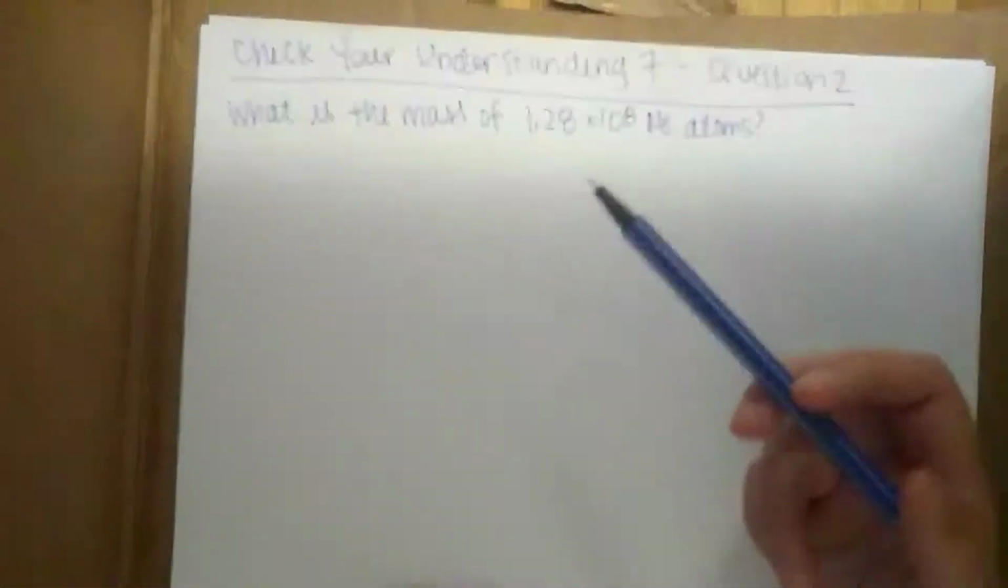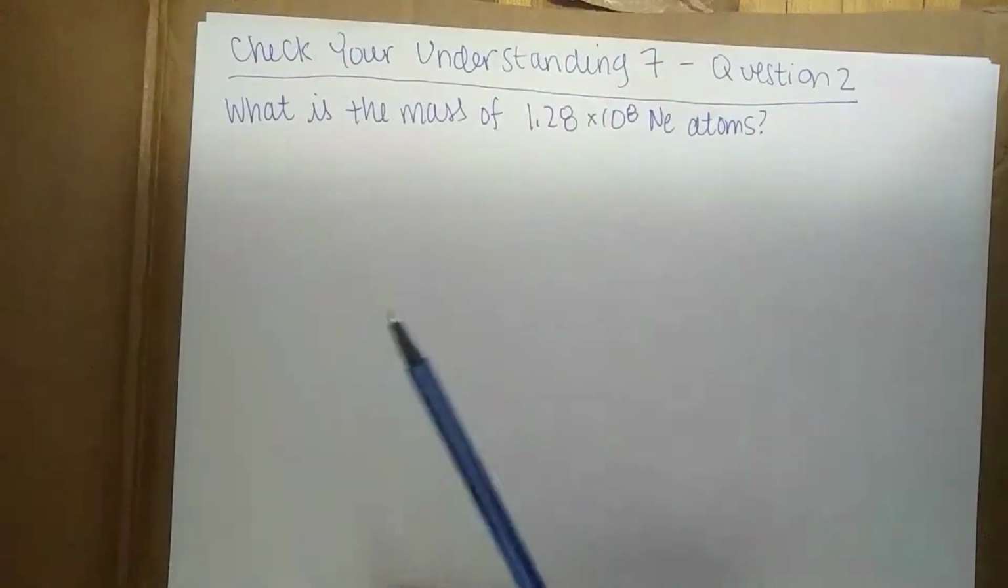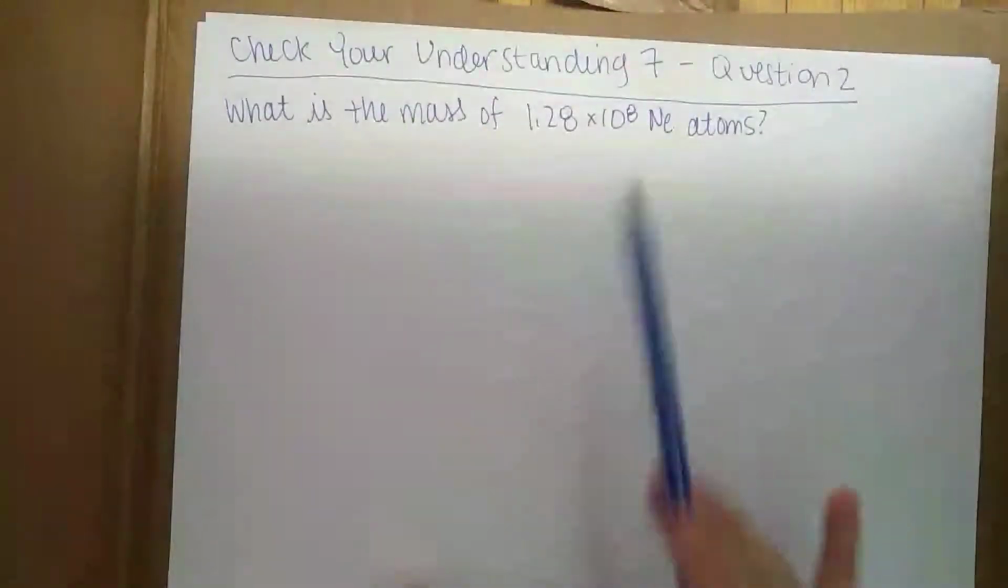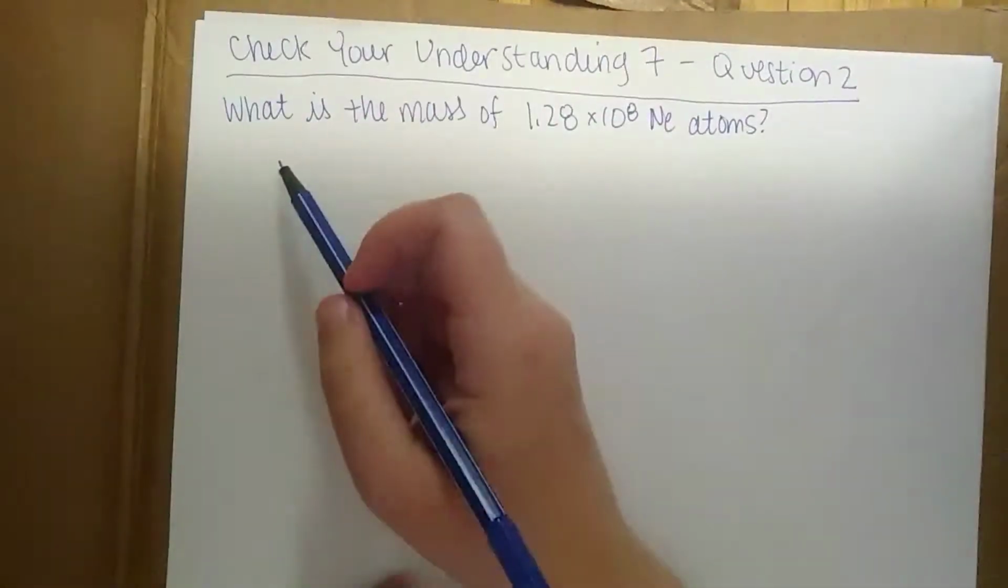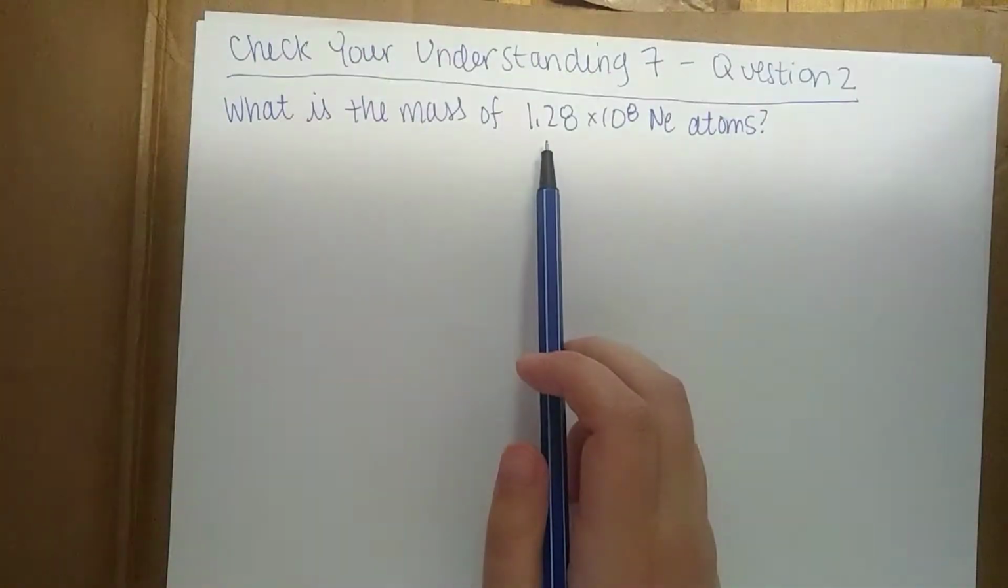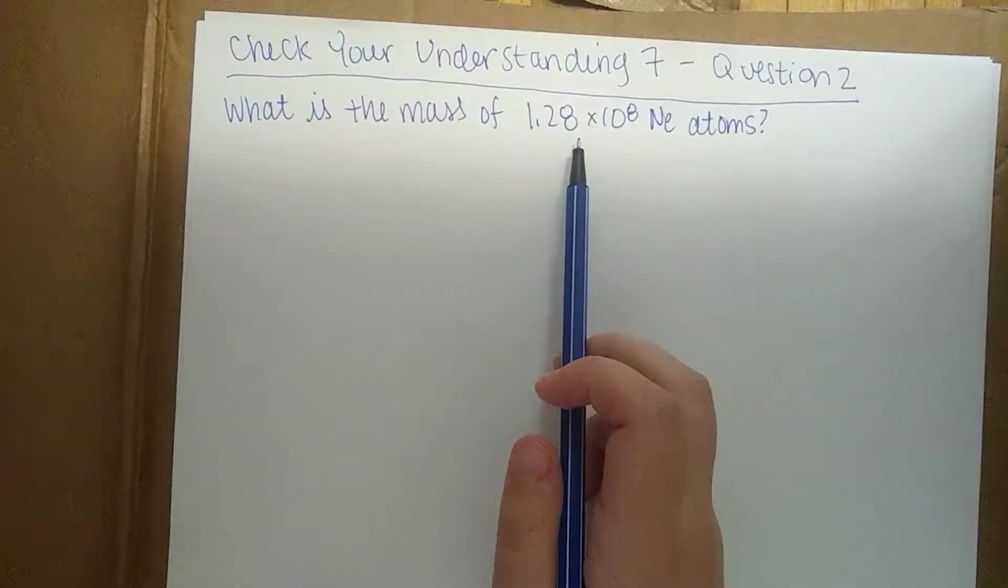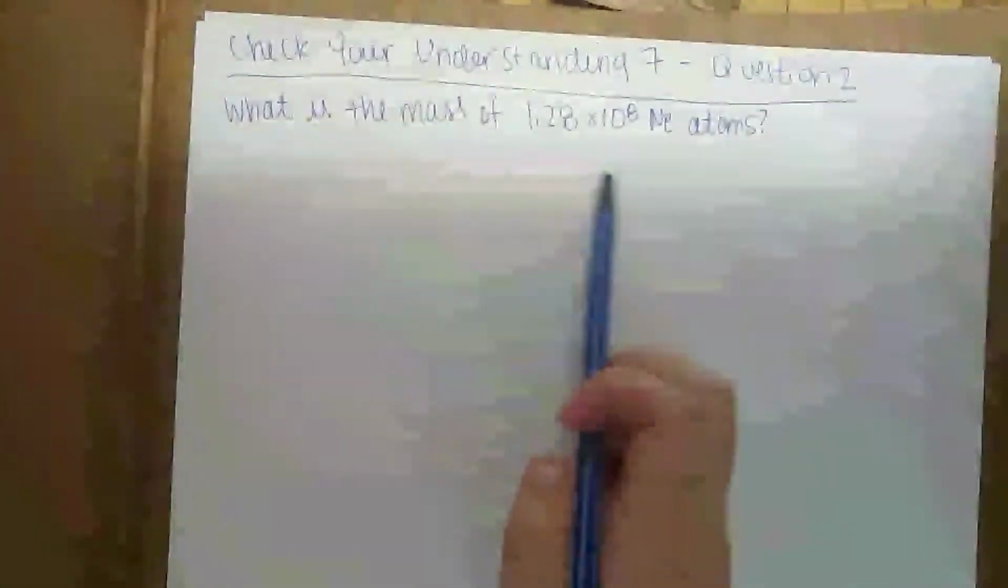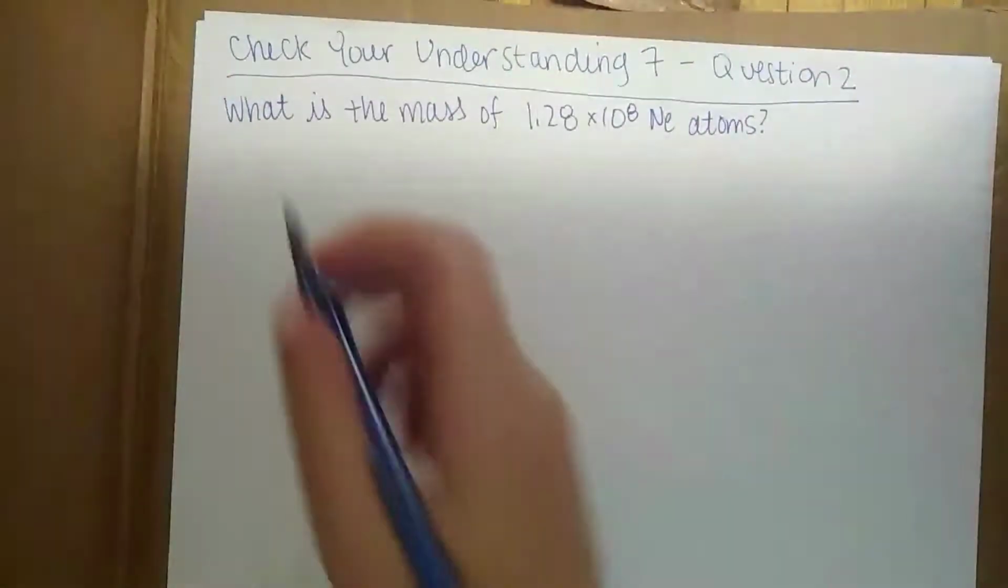Okay, guys, I'm going to show you how to solve one of the questions from the Check Your Understanding quiz. It's question number 2 in quiz number 7. The question is asking, what is the mass of 1.28 times 10 to the 8th neon atoms? So basically, it's asking you to find the mass in grams of this number of atoms.